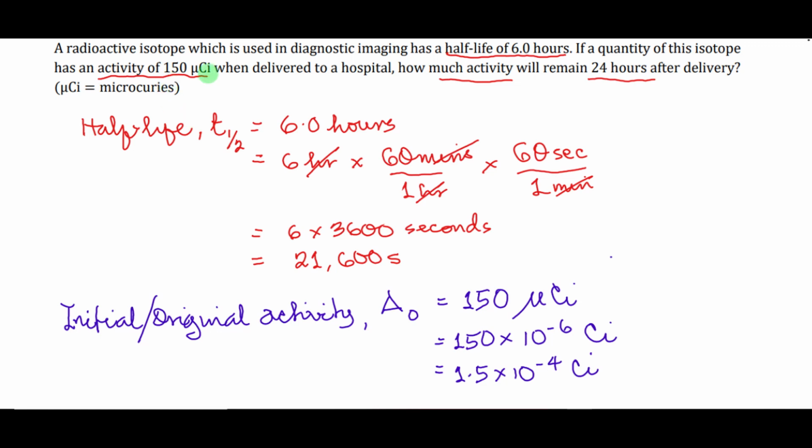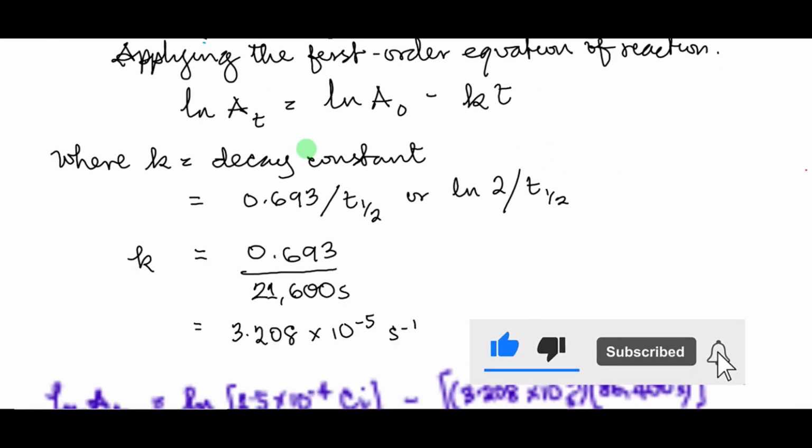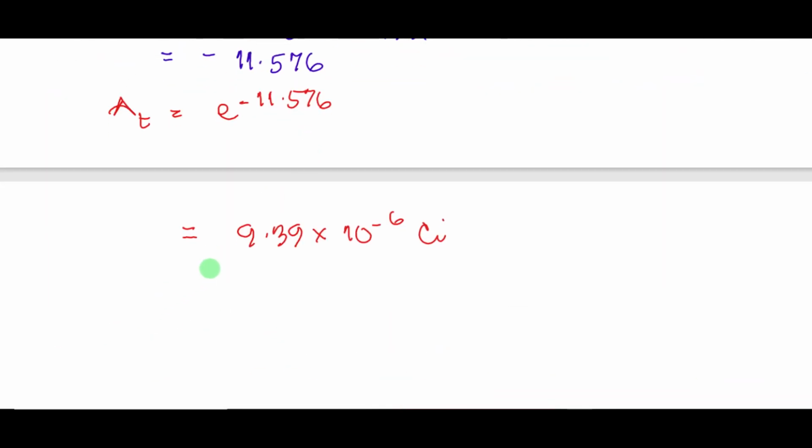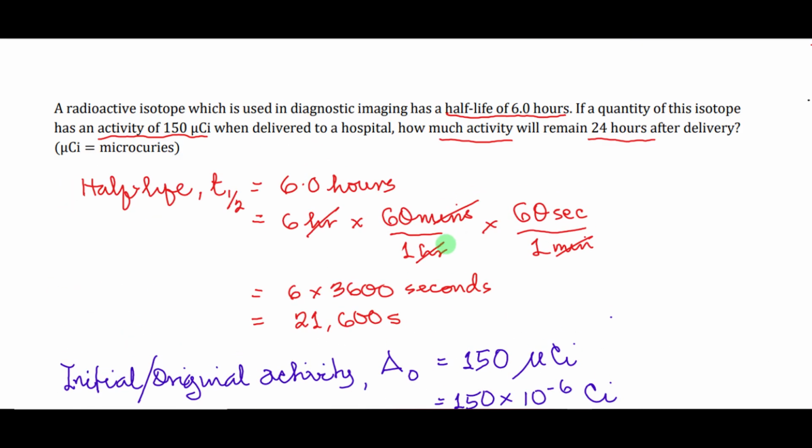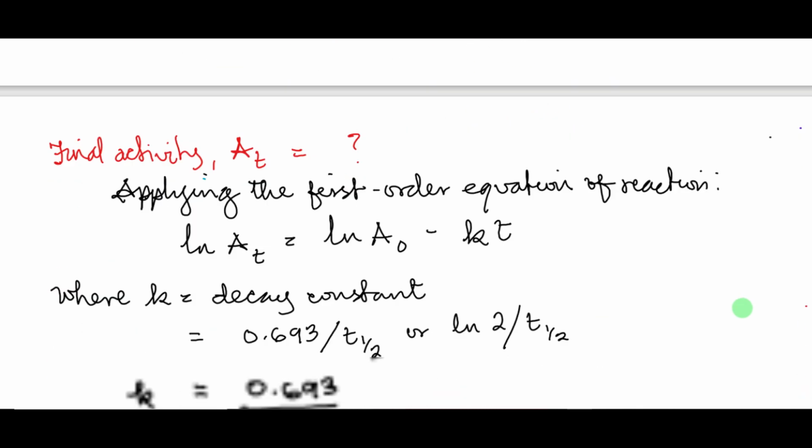Since the question gave us the activity in microcuries, then we must also present our answer in microcuries. This will be 9.39 microcuries, because 10 raised to the power minus 6 is micro. So that's less than the original activity, which was 150 microcuries. So that's the activity that will remain after 24 hours.